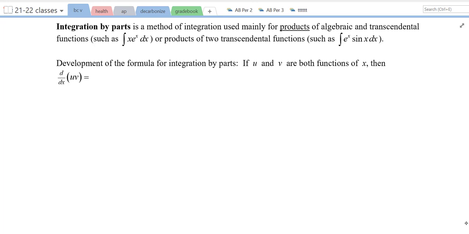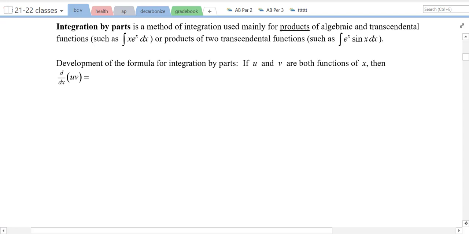So integration by parts is a method of integration used mainly for products of algebraic and transcendental functions. So this is where you have two things multiplied together, and this time I'm asking you to do the antiderivative or the integral of it. So here are some examples: x times e to the x dx, or this other one, e to the x times sine x dx.